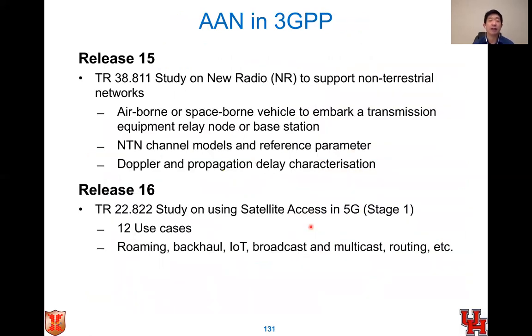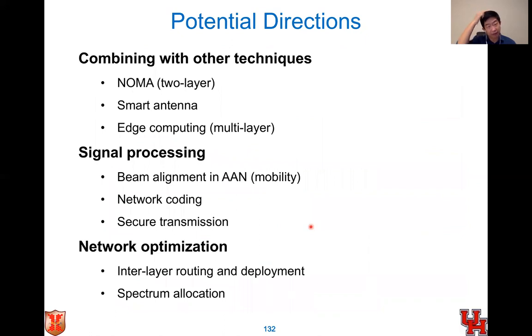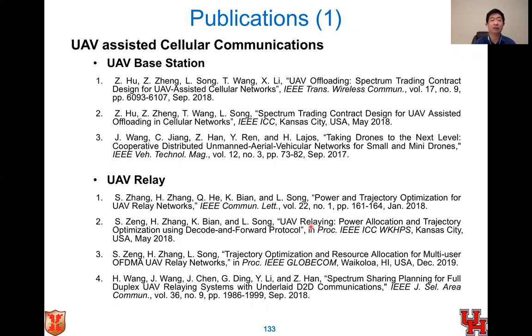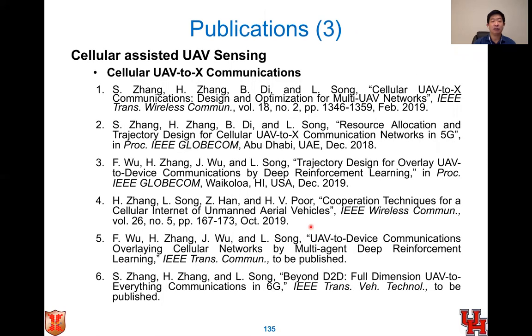And finally, we talk about AAN in 3GPP, and this is the current update on this investigation. They are still trying to standardize it, and this is information you can follow up on. And for potential directions, you can combine AAN with different NOMA and edge computing, and you can do signal processing like beam alignment, network coding, secure transmission, or network optimization like routing and spectrum allocation. So here are some related publications.